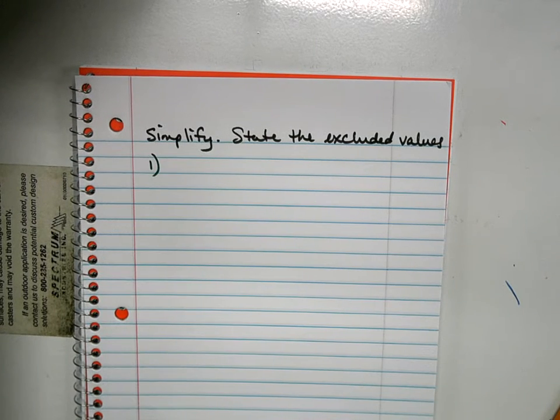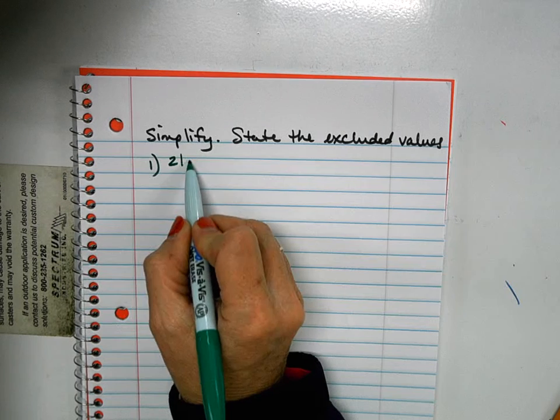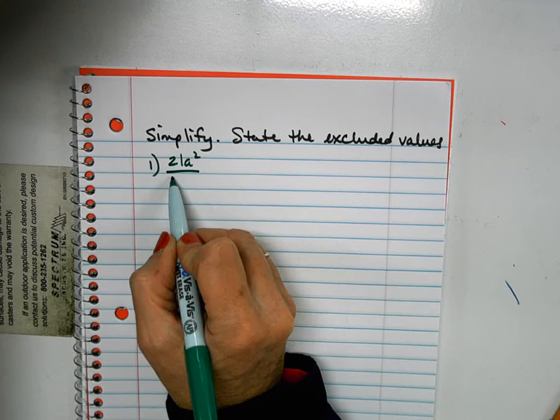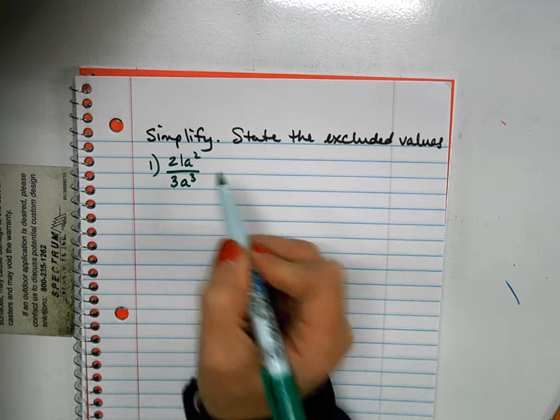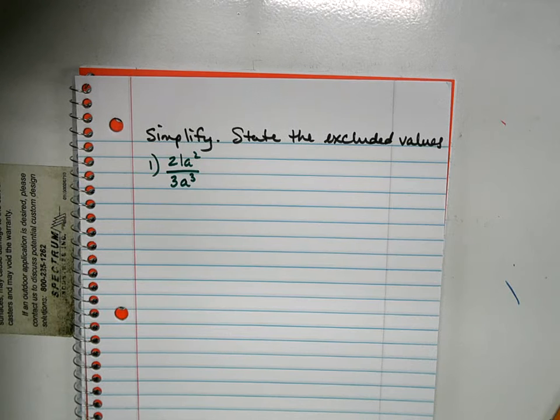Number 1. 21a squared over 3a cubed. Okay. We're going to write this out a really, really long way. I'd like for you to get to the point where you don't have to write this out a really, really long way, but I want you to see that we're following the rules by doing this.